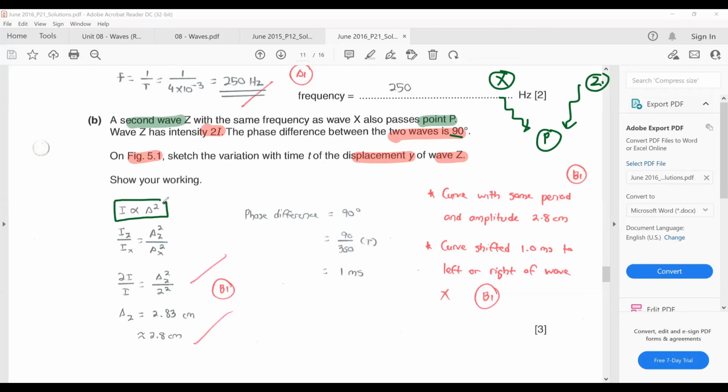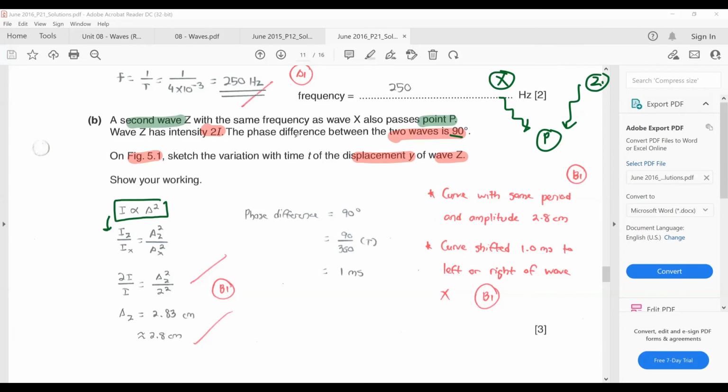I is proportional to amplitude squared. This is the situation that I was mentioning just now. Sometimes they may not tell you how the amplitude has changed and then ask you to find how the intensity changes. Sometimes they can do it the other way around. They tell you what the intensity is now, and then they expect you to find out what the new amplitude is.